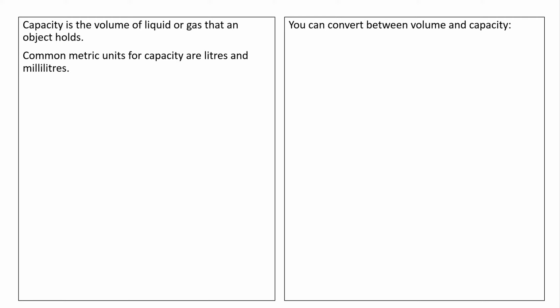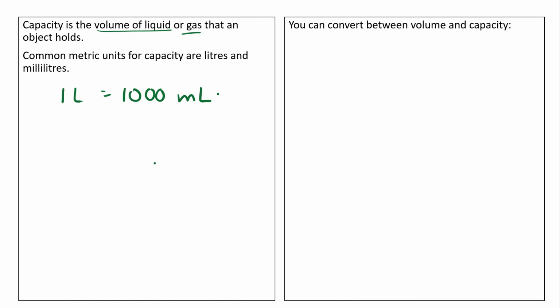But we also can measure capacity, which is measuring basically a liquid. So if you had a can of Coke that's measured in milliliters, you might have 350 milliliters. So when we talk about capacity, we're talking about basically the volume of a liquid or a gas. Okay, and the common metric units for capacity are liters and milliliters. So in 1 liter, we have 1,000 milliliters.